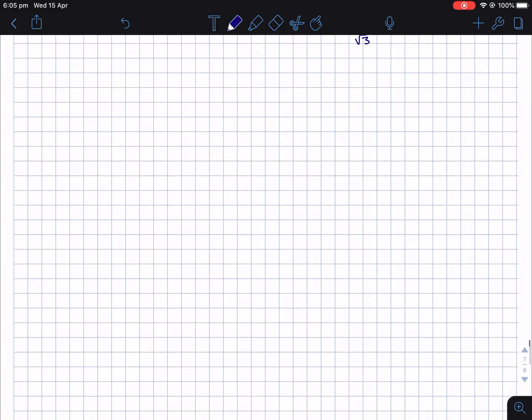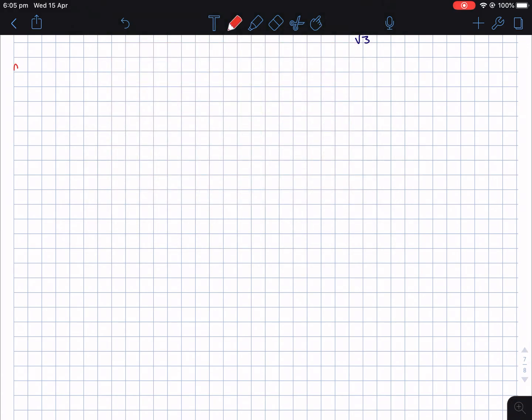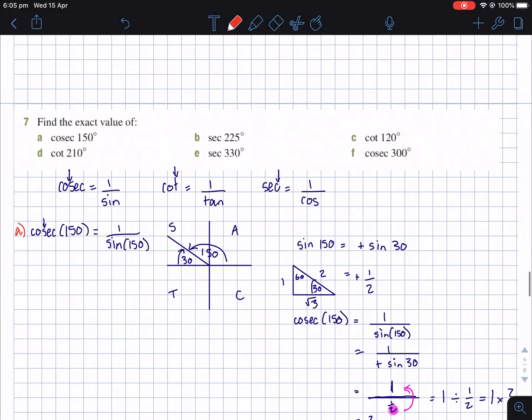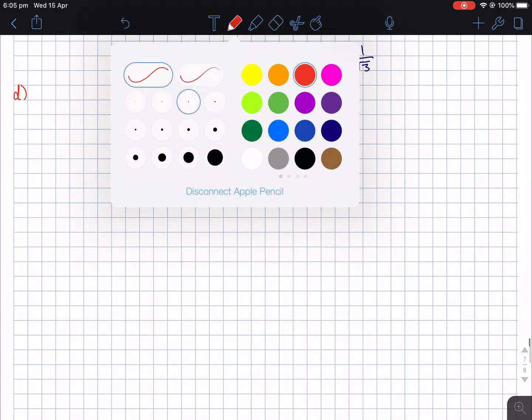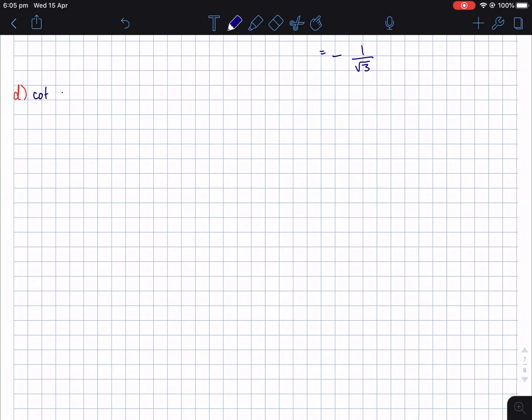Okay, let's have a look at D. I don't know why I moved down without looking at the question. D, where are we? Cot 210. And again, you don't need to do all these lines of working out. You can probably do it in like 3 lines. Don't do all these lines of working out if you don't have to. Third letter T, so it tells us it's 1 over tan 210, let's draw it. 210 down here.